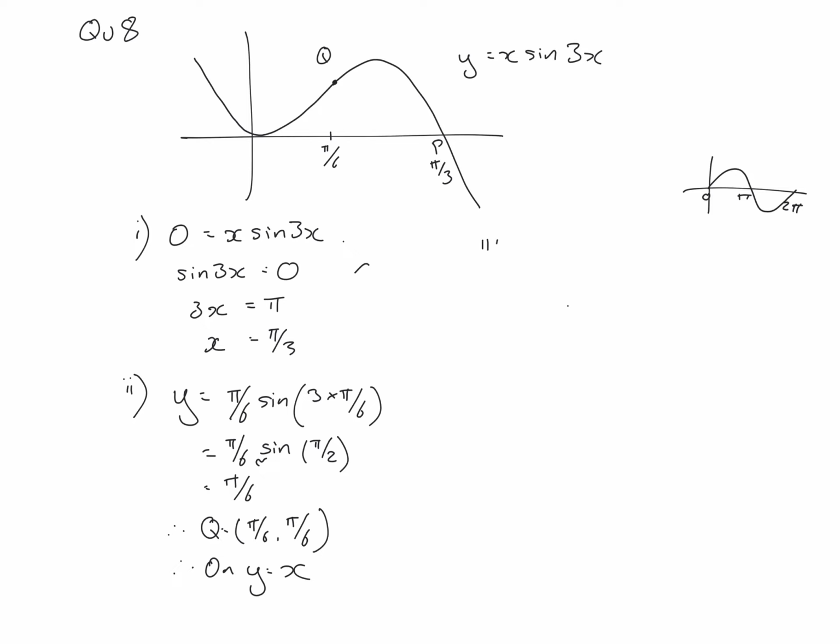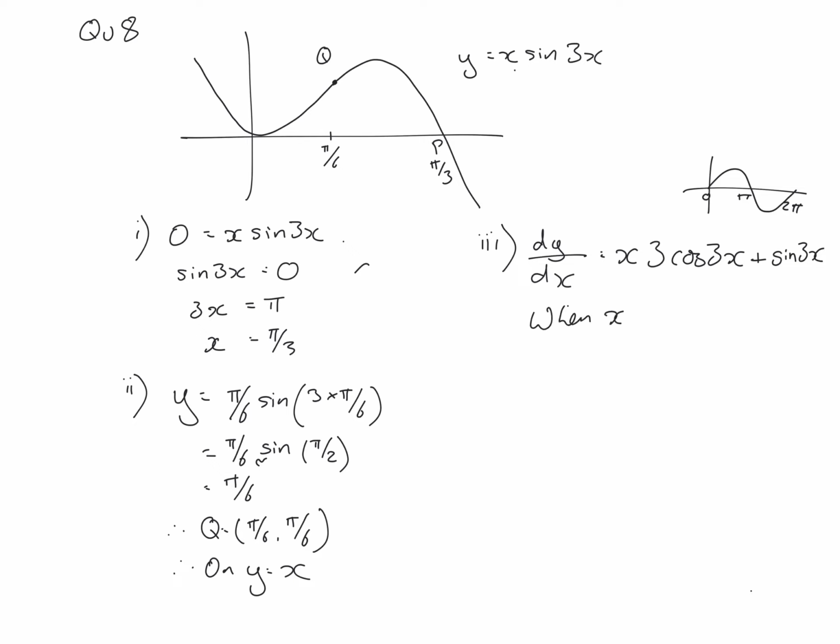Okay, I'm going to differentiate up here. So this is x times sine 3x, so dy by dx is the first times the differential of the second. The differential of the second is 3 cos 3x by the chain rule, plus the differential of the first, that's 1 times sine 3x. Hence prove the line touches the curve at Q. So we want to show it has gradient 1.